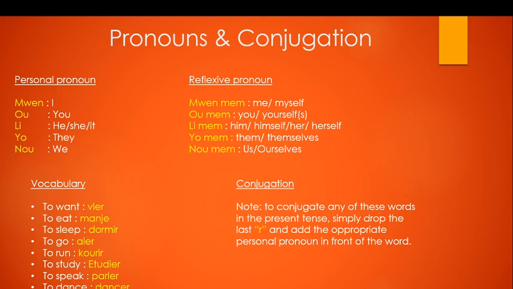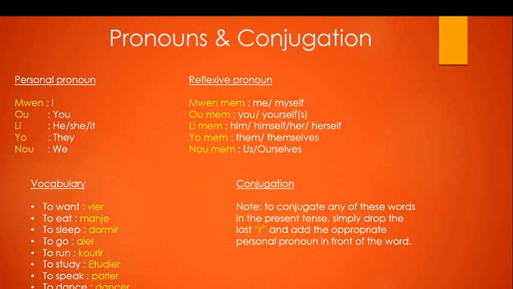Let us also look at some vocabulary here. And we're going to make some sentences and conjugate these. So, to want is vle. To eat is manger. To sleep, dormir. To go, aller. To run, courir. To study, étudier. To speak, parler. To dance, danser.